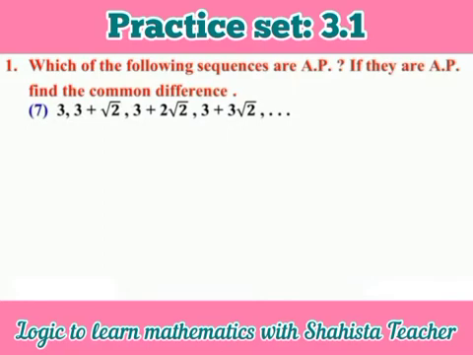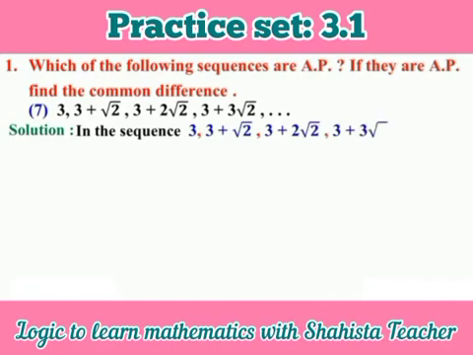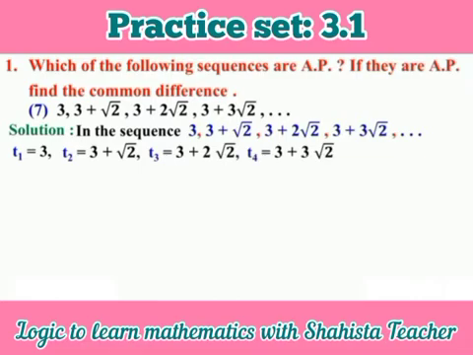3, 3 plus root 2, 3 plus 2 root 2, 3 plus 3 root 2 and so on. In the sequence, here T1 is equal to 3, T2 is equal to 3 plus root 2, T3 is equal to 3 plus 2 root 2, T4 is equal to 3 plus 3 root 2. Now here T2 minus T1, that is equal to 3 plus root 2 minus 3. So minus and plus cancel, we get here root 2. Is that clear? Negative and positive get cancelled, we get root 2.